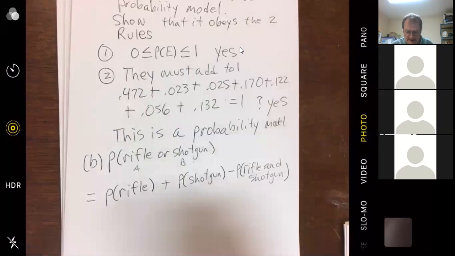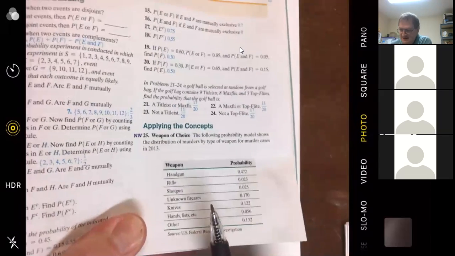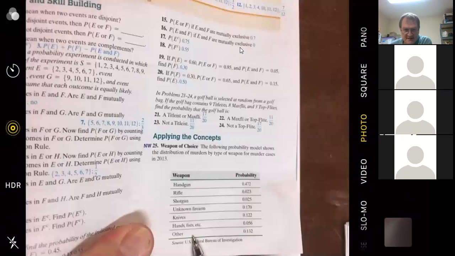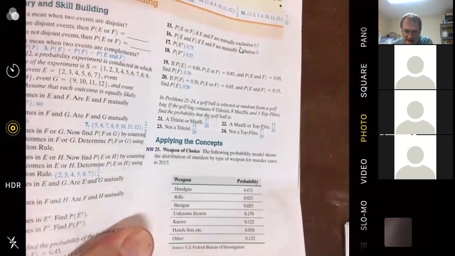Now, the thing is, did they give us a category for it? Is there a category for rifle and shotgun?